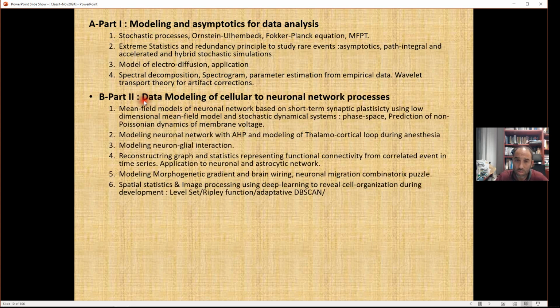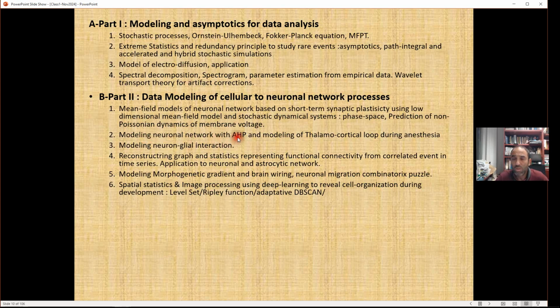Another part of the class will be to discuss data modeling of cellular and neuronal network processes. We'll discuss mean field models of neuronal networks based on short-term synaptic plasticity. Basically, this is a discussion of the general low-dimensional mean field equations, which are dynamical systems, based, for example, on the voltage, the variables of depression and facilitation, and how we can use the phase space to predict the behavior of a network. This could be, for example, an excitatory network with depression-type synapses, a network with depression and facilitation, and how we can connect networks. I'll also discuss a bit of what happens when you have non-Poissonian dynamics.